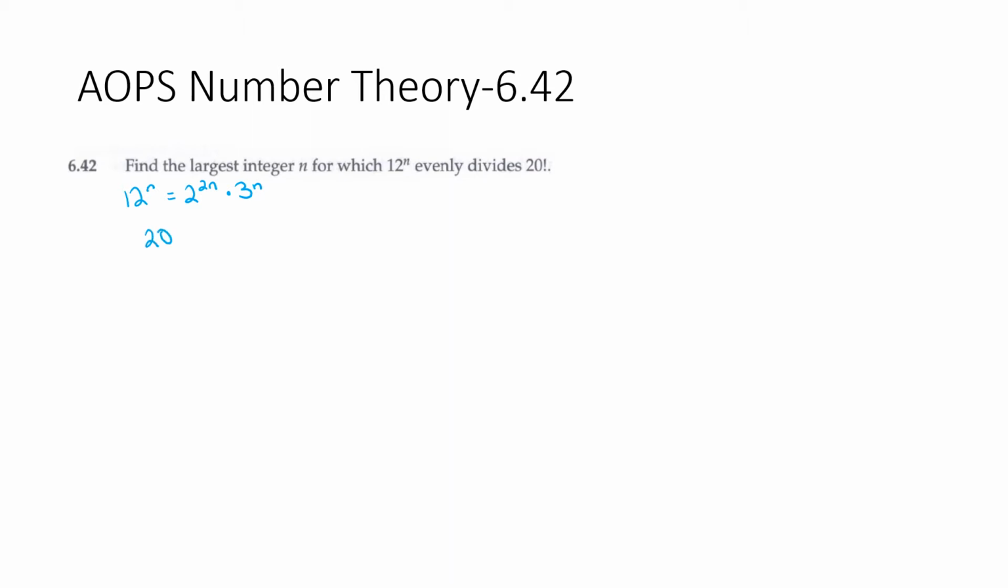So 20 divided by 2 is equal to 10, and 10 divided by 2 is equal to 5, and 5 divided by 2 is 2.5, and 2 divided by 2 is equal to 1. So the largest power of 2 that divides factorial 20 is 2 to the power of 10 plus 5 plus 2 plus 1, which is equal to 2 to the power of 18.